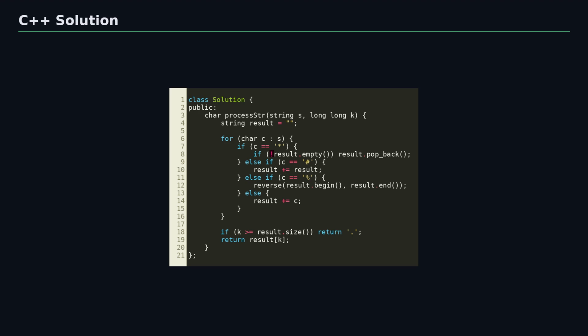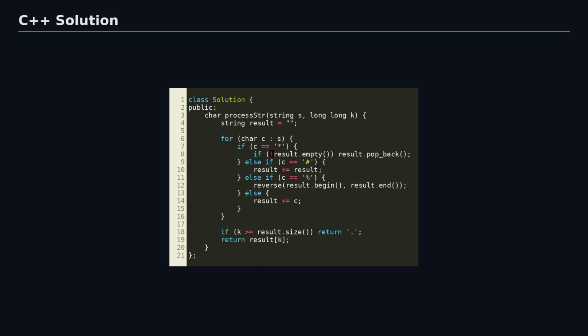Let's take a look at the C++ code that implements this solution. We have a function called process_str that takes a string and an index as input. We start by initializing an empty string called result. Then, we iterate over each character in the input string using a for loop. For each character, we check what operation it represents using if-else statements.